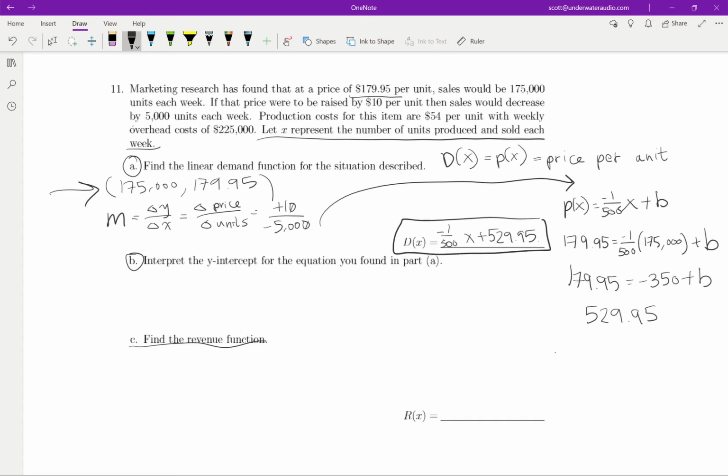Part B says, interpret the y-intercept for the equation you found in part A. So to find a y-intercept, I would plug in 0. And actually, I don't even need to write that down. If I plug in 0, I would get a 0 here and just 529.95. So when we say x equals 0, I was told that x represents the number of units produced and sold. So the output is $529.95.